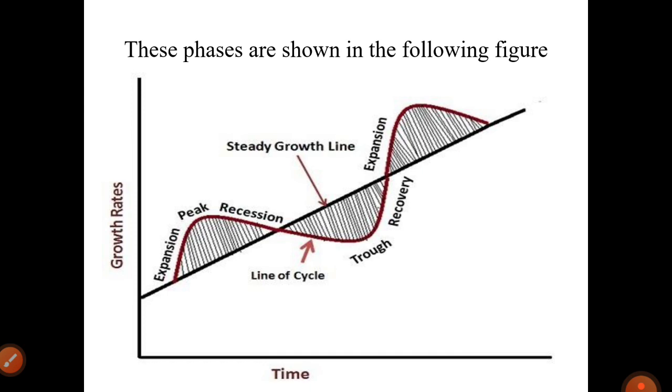These are the various phases of the business cycle: the expansion stage, then the peak stage, then the recession stage, and from the recession stage our economy will enter into the depression stage, then the lowest saturation point, the trough, then the recovery stage, and then again from recovery our economy will enter into the expansion stage. So this movement will go upward, downward, upward, downward. This is basically called the business cycle.